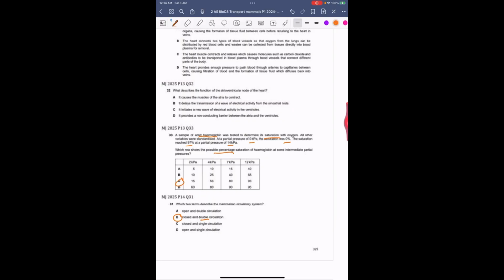So why the answer is C? Is because you need to know the curve, right? Yeah, so when you draw the curve, it will be like in this way. So here will be the partial pressure oxygens, and then here will be the percentage of the oxygens saturation.